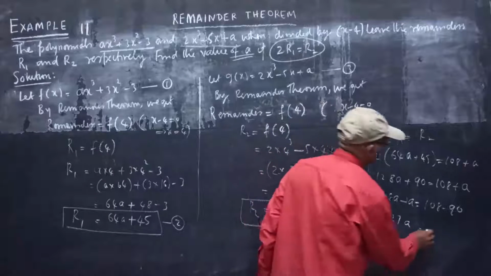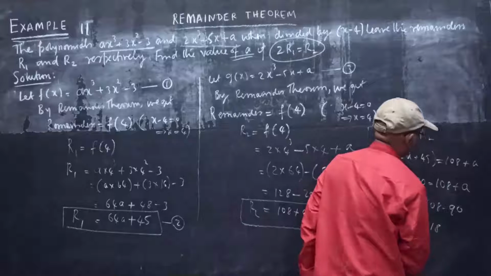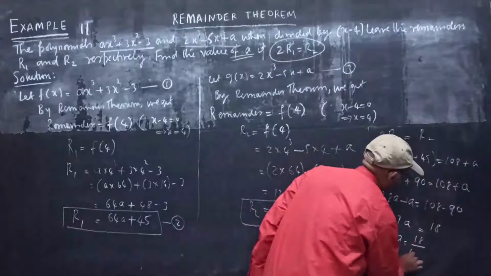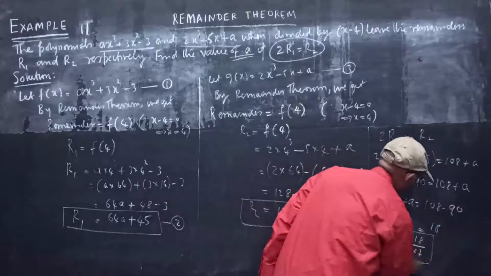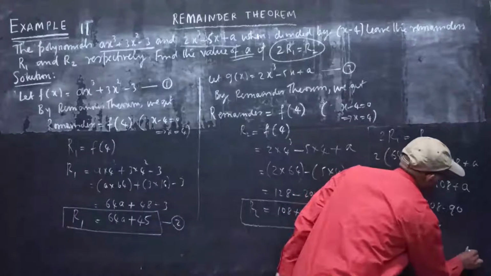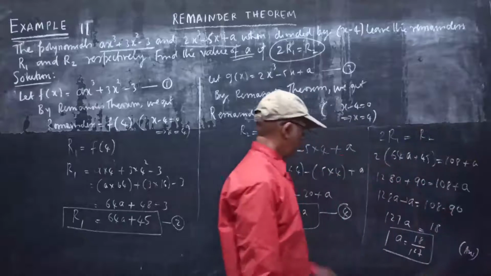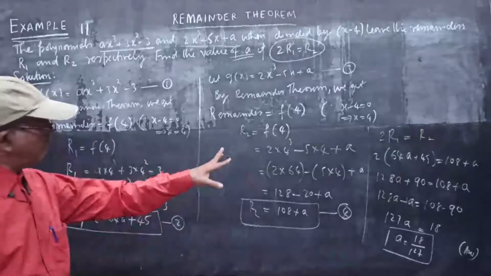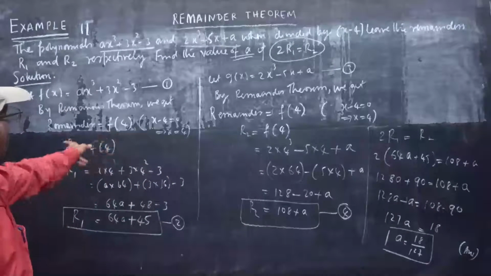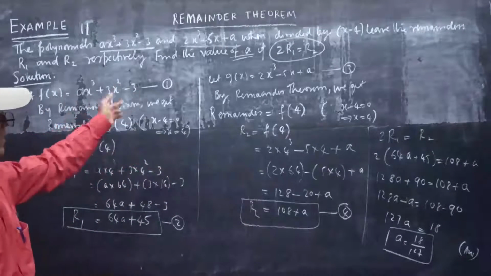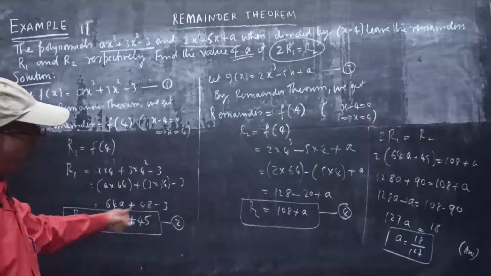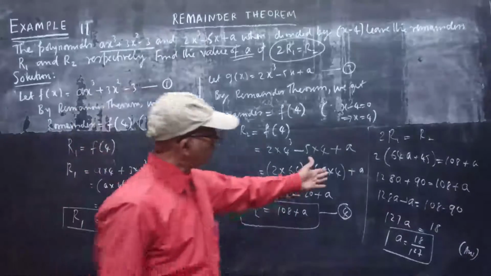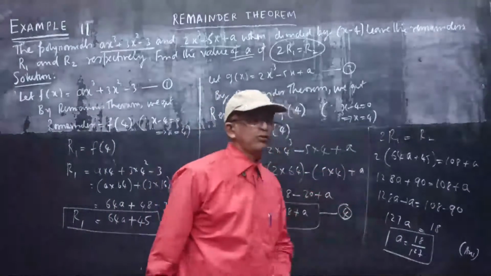127a is equal to 18. So a is equal to 18 by 127. This is your required answer. So the a value is 18 by 127. You just have to use that condition: apply the remainder theorem for both f(x) as well as g(x), get the relation between R1 and R2, and use that condition to obtain the value of a. Here we got one linear equation. Solve, and we will get the value of a.